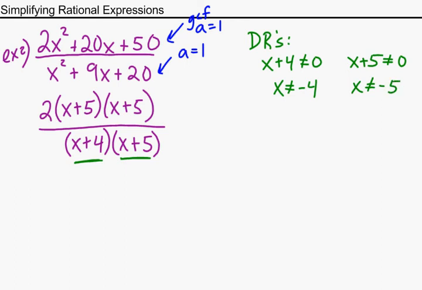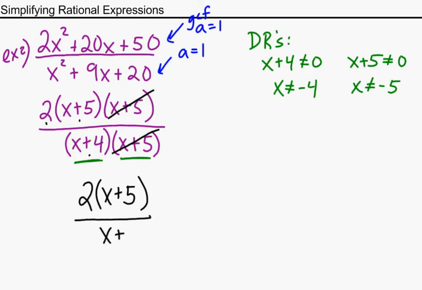Once I've found the domain restrictions, I look for common terms, monomials and binomials on top and bottom. The most obvious is the x plus 5s, and I can only cancel one set of those out because there's only one set in both numerator and denominator. And none of the rest of these terms have a matching pair on top or bottom. So that means every one of them drops down into my answer. I get 2 and an x plus 5 on top and an x plus 4 on the bottom.